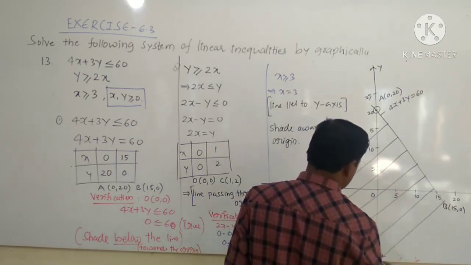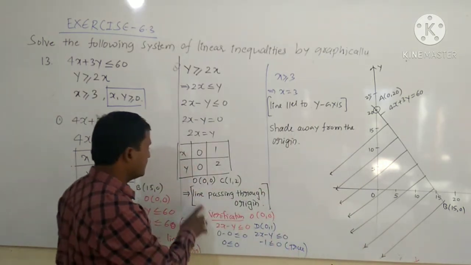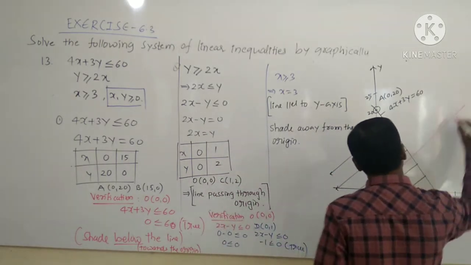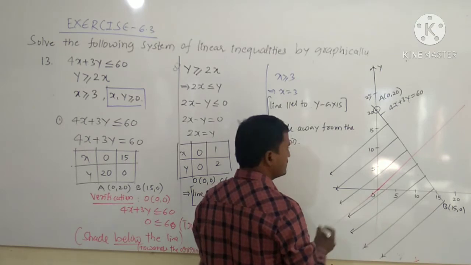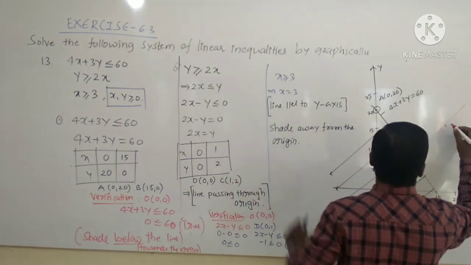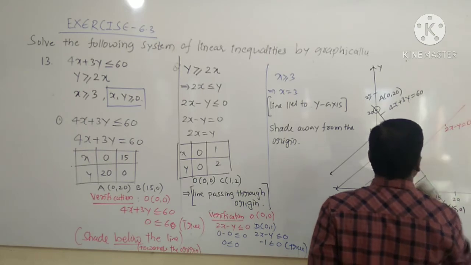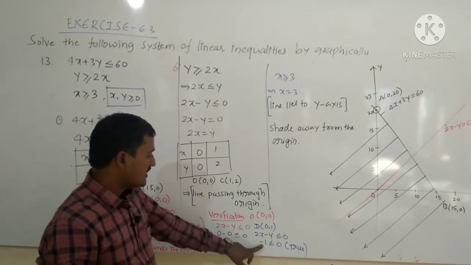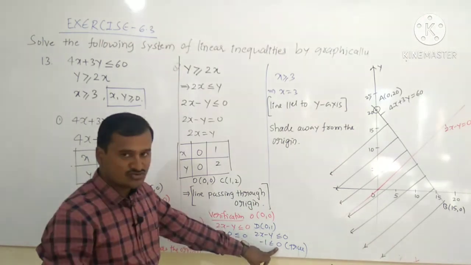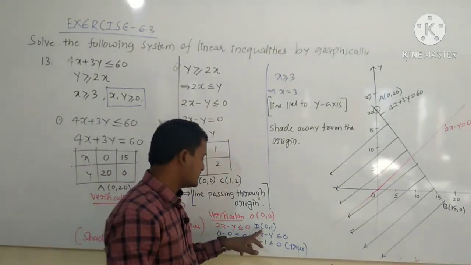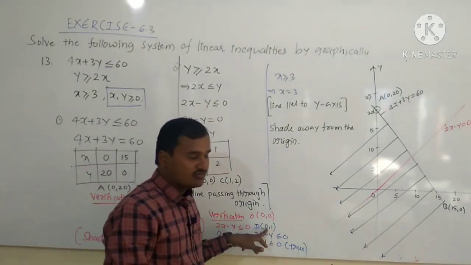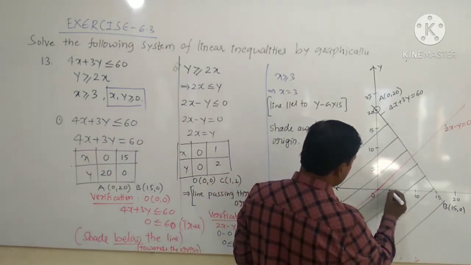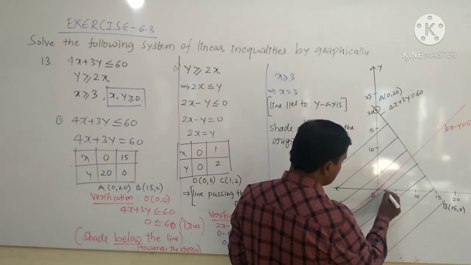Whether it is right or wrong, right. Next, we have to go for the second line. That line is passing through the origin. So the line passing through the origin is this one. This is the line. Here we should write this line is 2x minus y equal to 0. Now where do we have to shade this one? So here minus 1 is less than or equal to 0. So clearly it is 0, 1. This point 0, 1 lies here.